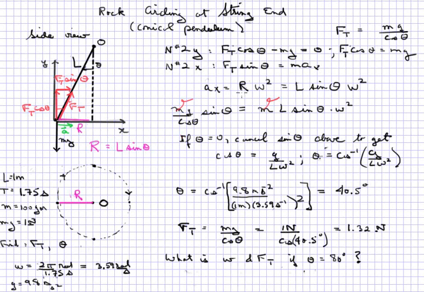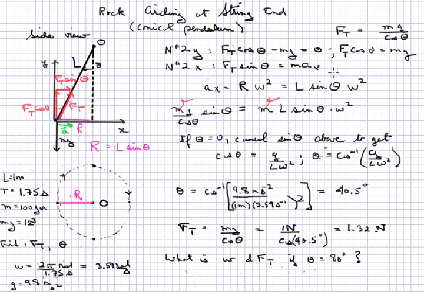On the other hand, because it's UCM, I know that a sub x is equal to r omega squared. Remember, there's two forms of acceleration for UCM, v squared over r or r omega squared. And in this problem, this is the one I want. r is equal to L sine theta, and so therefore a sub x is equal to L sine theta times omega squared.